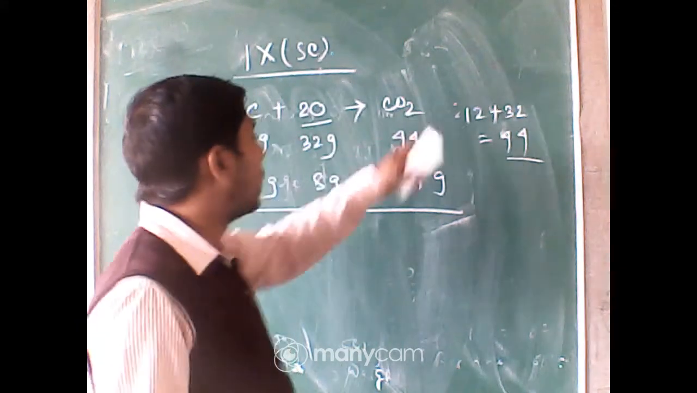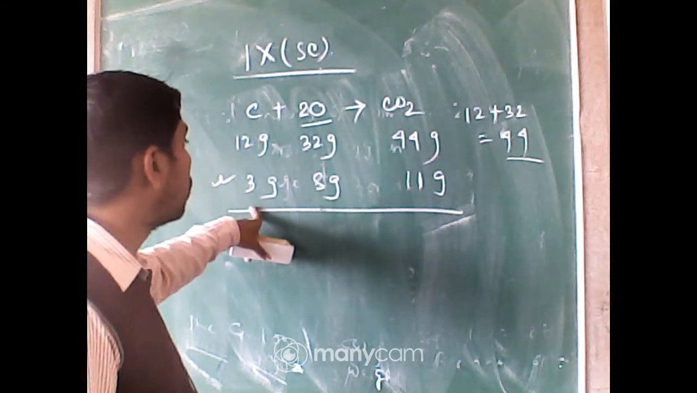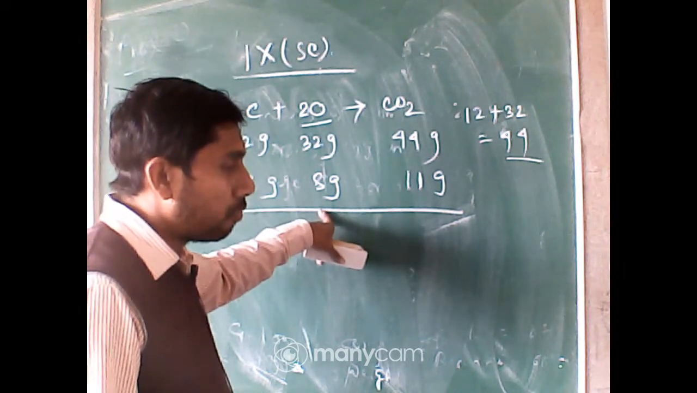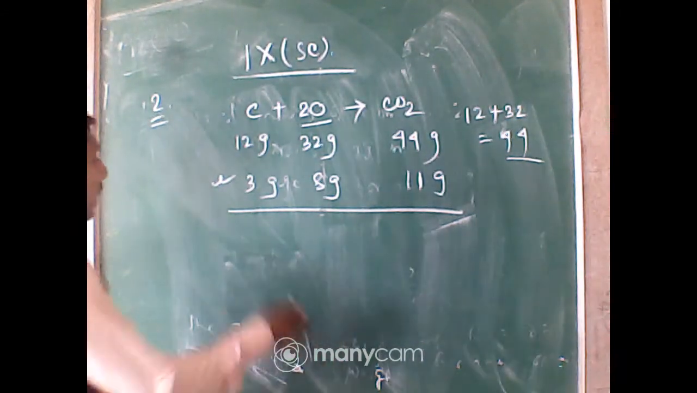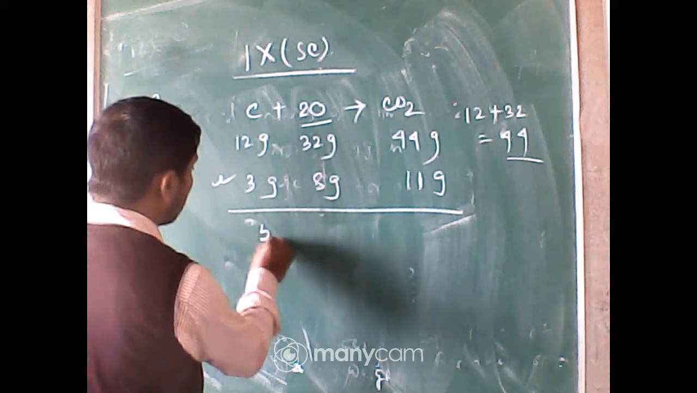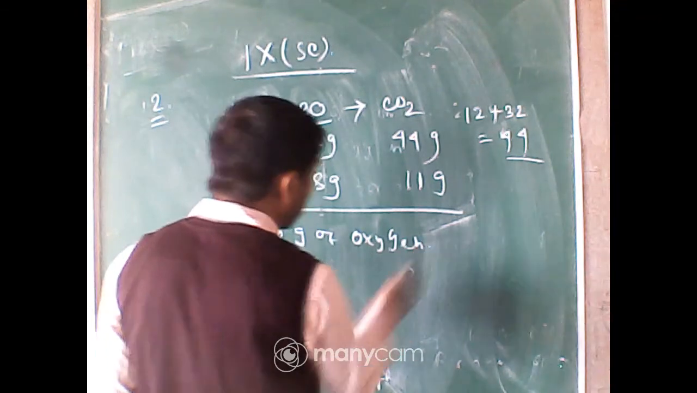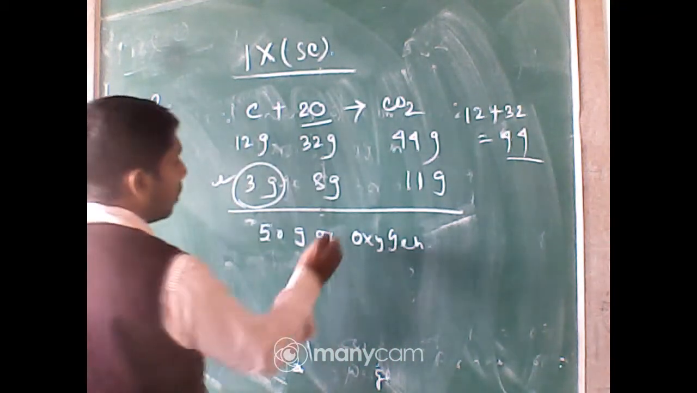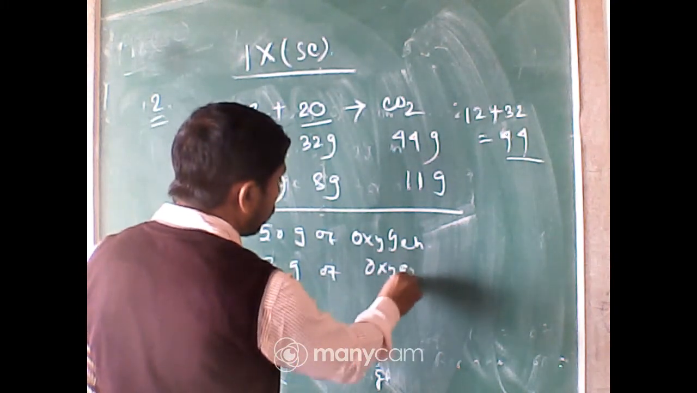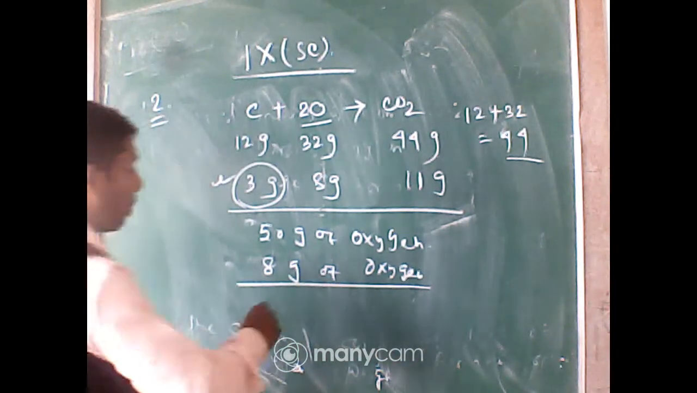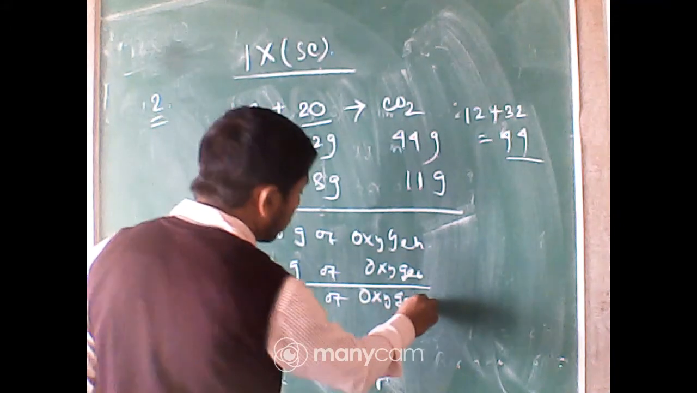From this equation we can tell that the maximum amount of oxygen that can react with 3 gram of carbon is 8 gram, which comes from its atomic mass. So in the second case, 50 gram of oxygen is there, but 3 gram of carbon can only react with 8 gram of oxygen. In that case the residue, that is 42 gram of oxygen, remains unreacted.